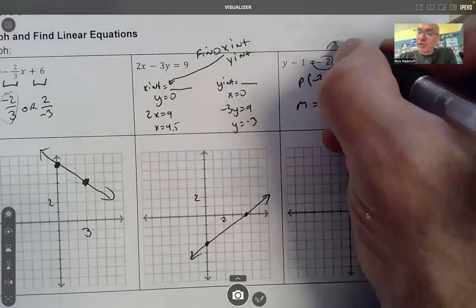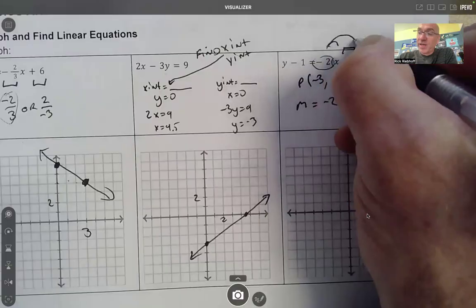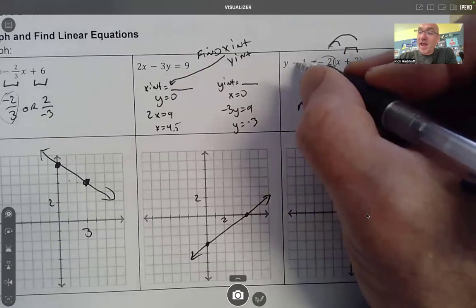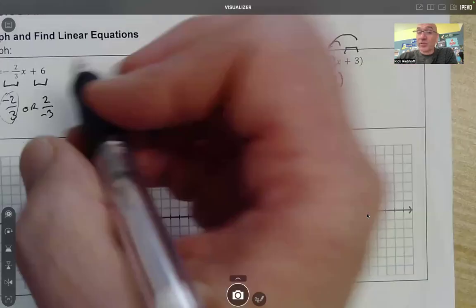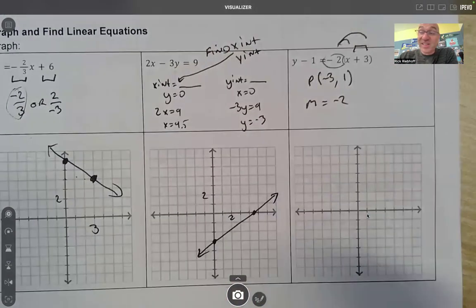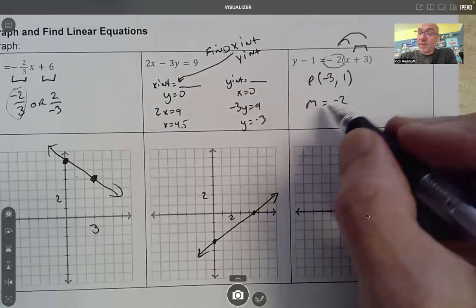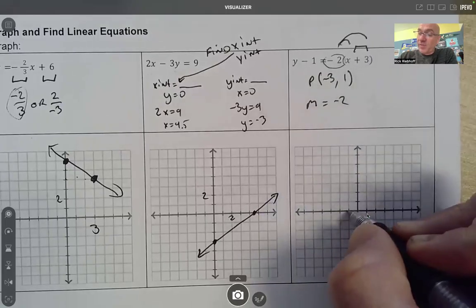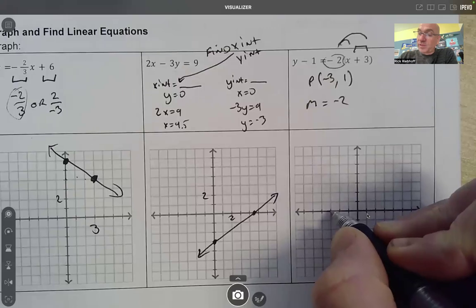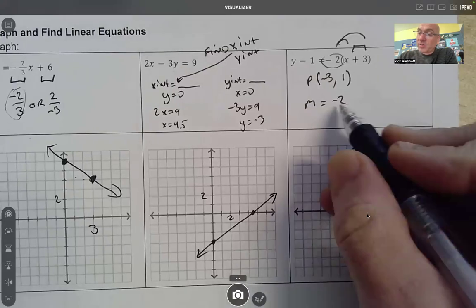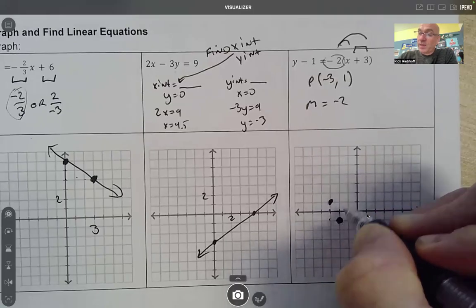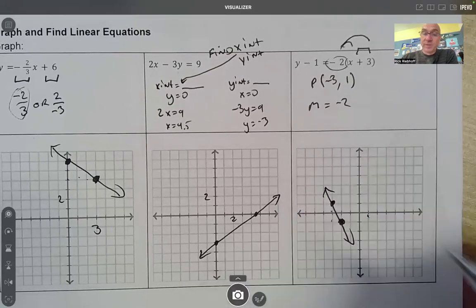What might be easier is to distribute through here, -2x minus 6, and then add 1 to both sides, and turn it into slope intercept form. You can totally do that. It's totally fine. But you should also be able to look at it and go, okay, this has got to be the point. This has got to be the slope. All right, so -3, 1, 2, 3, +1, so we're there. Slope is -2, so that means rise -2, run 1. So there we go. Done.